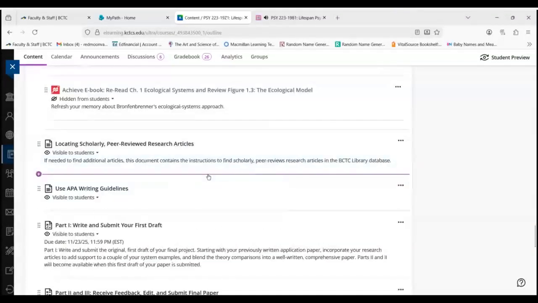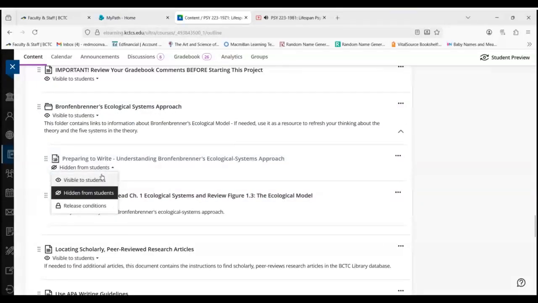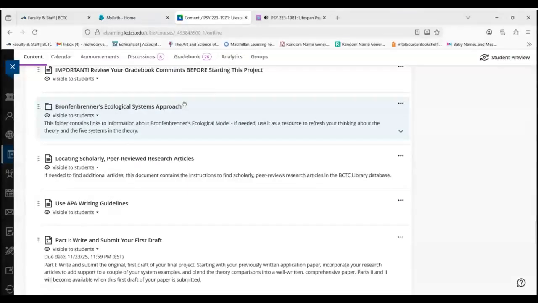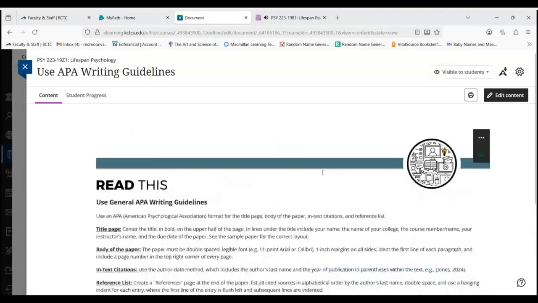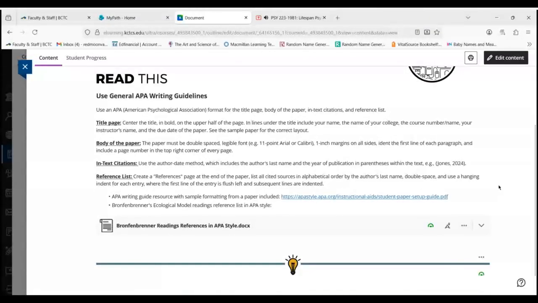So I put the different information of reading about Bronfenbrenner's ecological system, so the connection to the ebook, those other links we've had, they probably look familiar. You used them when you wrote your application paper, so those are in there. The directions on how to do that research article search, I put that here. I put using APA guidelines here as well. So this is really important to use when you're getting your APA style in order.